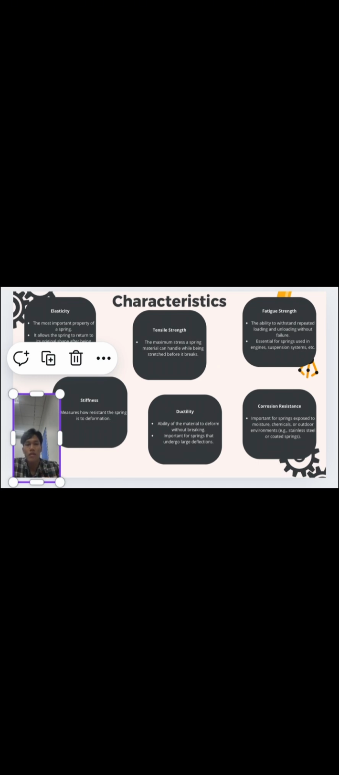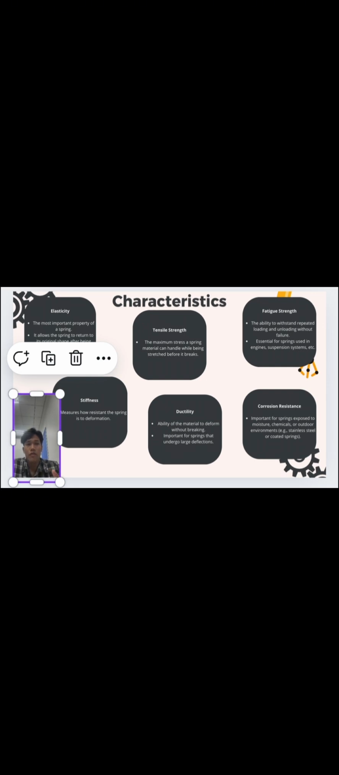Next one is tensile strength. Tensile strength defines the limit of the material. It measures the maximum stress a spring material can handle while being stretched before it breaks. Fatigue strength is crucial for longevity. It is the ability to withstand repeated loading and unloading without failure. This is absolutely essential for springs used in systems that cycle constantly, like engines or suspension systems.